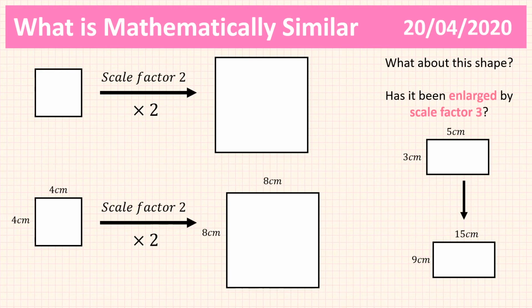If you said yes, you are correct because this length is 5 centimeters and this length is 15 centimeters. So I've multiplied by 3. This length is 3 centimeters and this length is 9 centimeters. So I've multiplied by 3. So I've multiplied both directions, both sides by 3. So this is an enlargement.